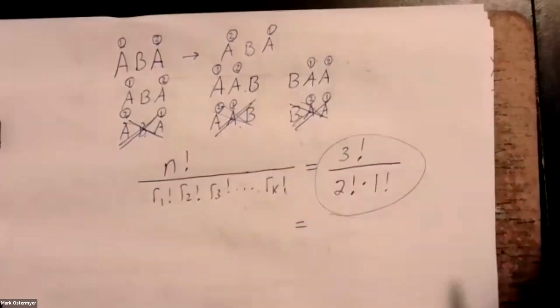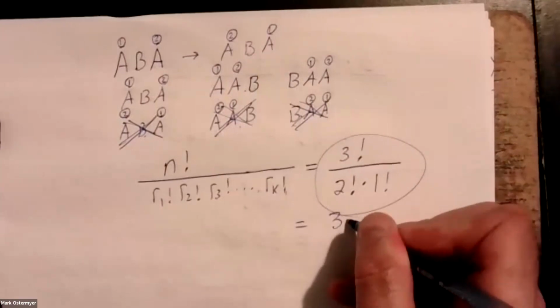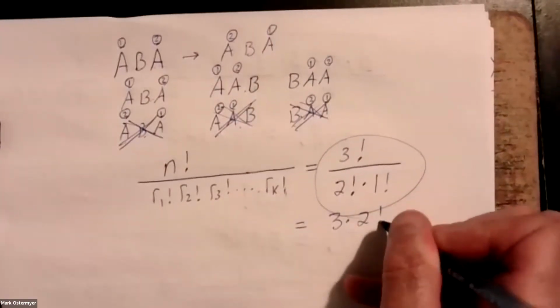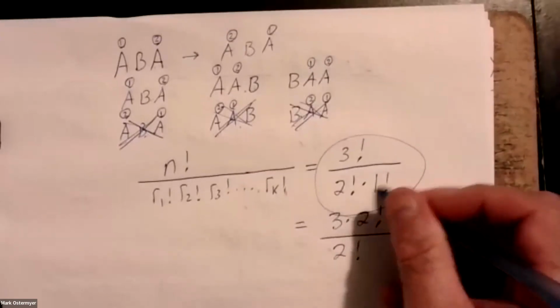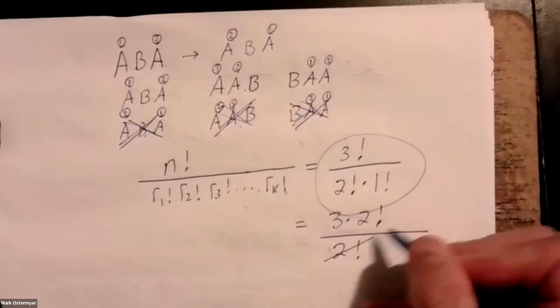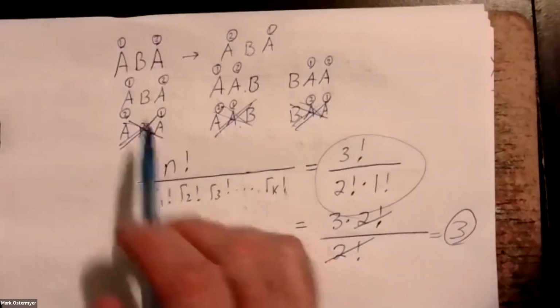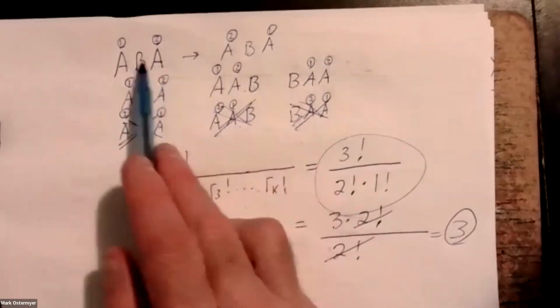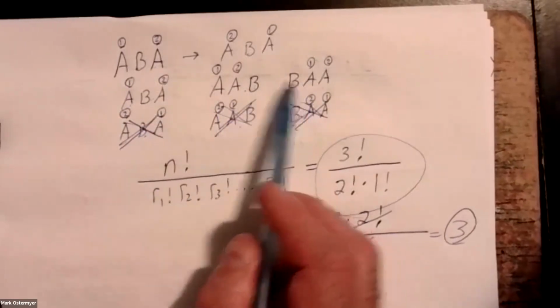Let's see if this comes out to be 3. 3 factorial is 3 times 2 factorial, is it not? That's divided by 2 factorial. 1 factorial is just 1. What happens to the 2 factorials? They cancel. We're left with 3. And there you go. Sure enough, ladies and gentlemen, there are only 3 different arrangements of these 3 letters that will form a unique word.